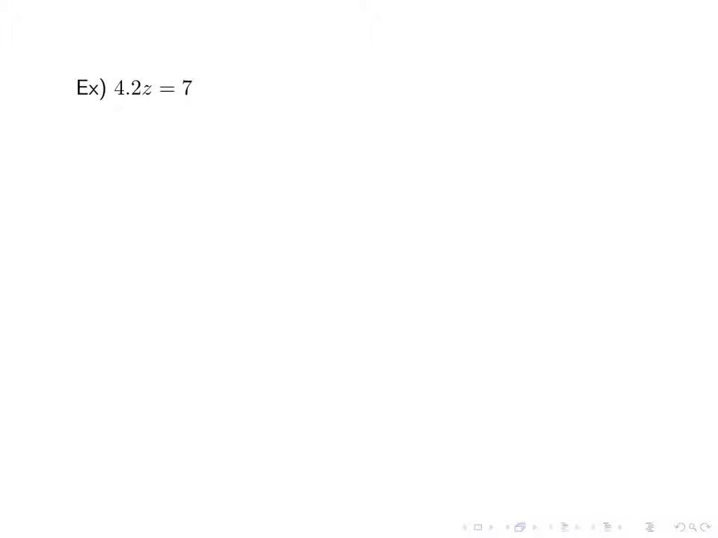Let's do a couple more examples. So 4.2 times z equals 7. Your variable doesn't have to be x. It can be anything that's not a number. So here we have an example of where it's z.